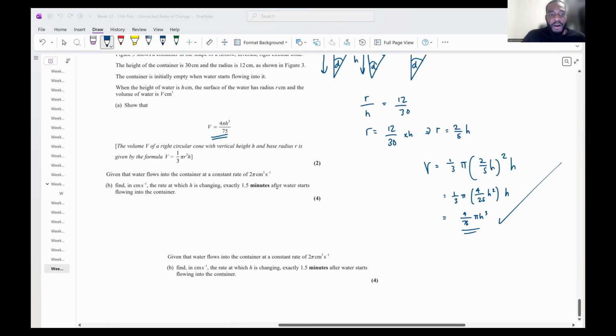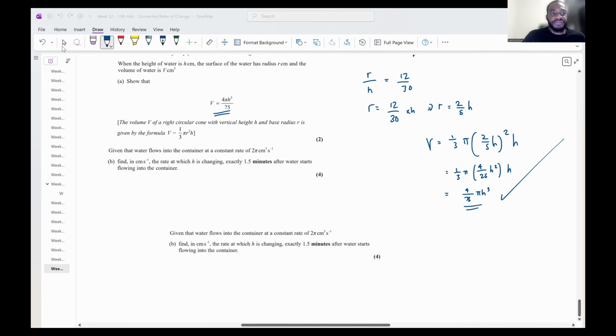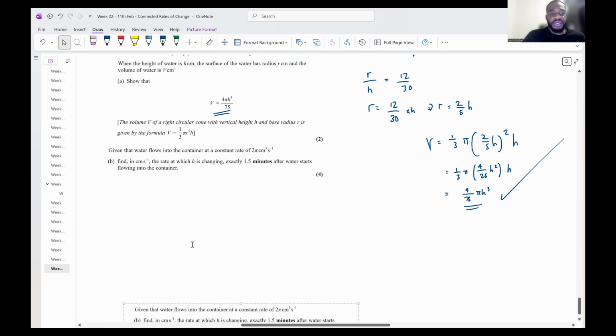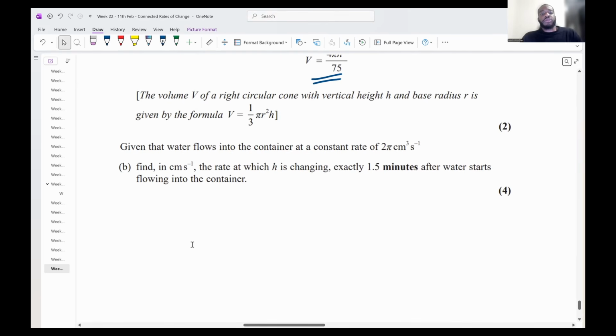Okay, so that's part A. Part B. I can get rid of this now. Or let me just keep it actually, just in case I want to use it. So it says, given that the water flows into the container at a constant rate of 2 pi centimeters cubed per second, find in centimeters per second the rate at which h is changing exactly 1.5 minutes after water starts flowing into the container, for 4 marks.